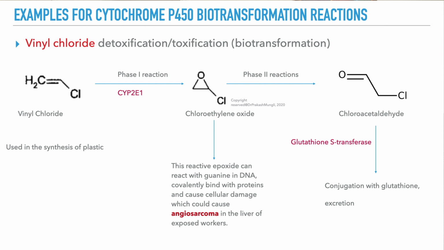But if chloroethylene oxide does not go sufficiently into the phase 2 reaction, as you can see here, it is a reactive epoxide molecule. It can react covalently with the guanine in the DNA, and it can covalently bind with proteins and cause cellular damage. This can cause angiosarcoma in the liver of exposed workers, those who are exposed to vinyl chloride. They tend to develop angiosarcoma in the liver because of chloroethylene oxide, which is the metabolic product of vinyl chloride formed by cytochrome P450. This is biotransformation.